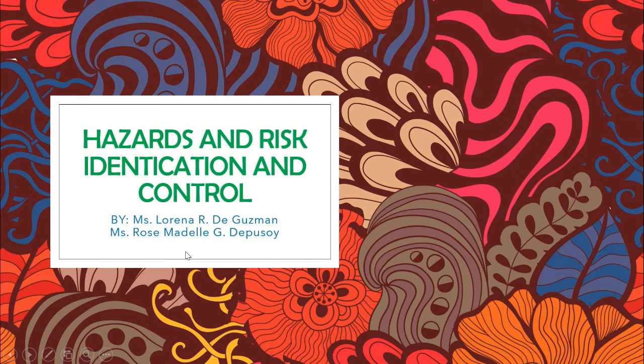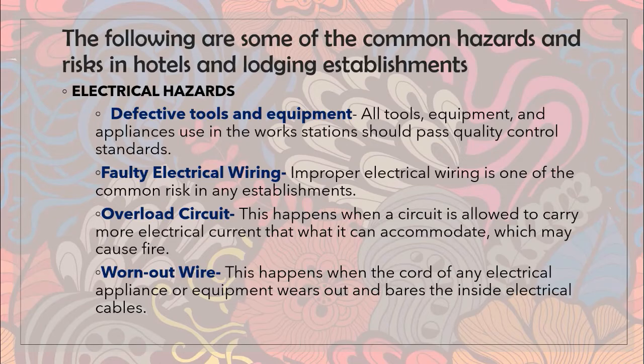So for you to get along with our lesson for this week, open your book on page 85 to 87. For this week's lesson, we are going to tackle hazards and risk identification and control. The following are some of the common hazards and risks in hotels and lodging establishments. The first one is the electrical hazards.